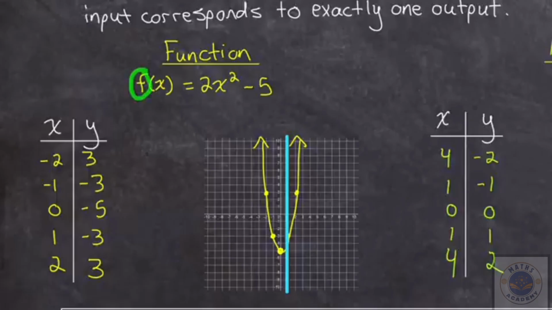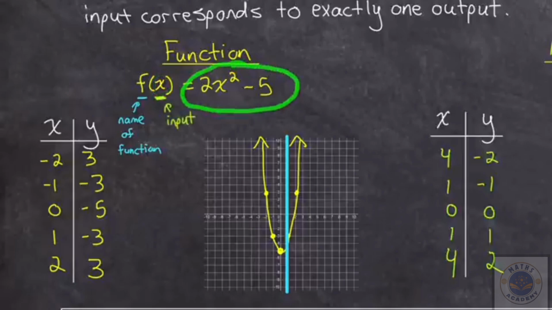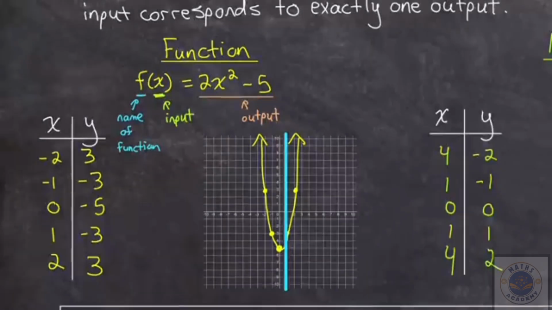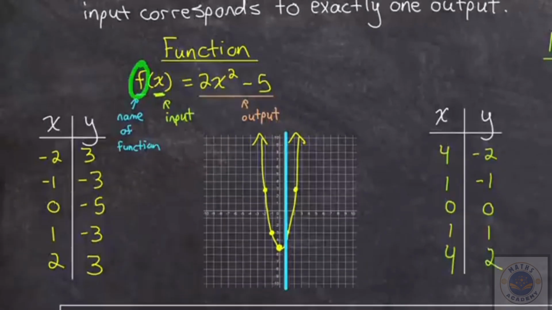This f is just the name of the function, and this x is just the independent variable, which we call the input of the function. And this 2x squared minus 5, the operations we do to the input value, is what we call the output of the function. So this f of x notation just means the y value of the function. This f of x is equal to 2x squared minus 5, which is the output. And this f of x notation just names the function. Usually we use f, but it could be any letter.